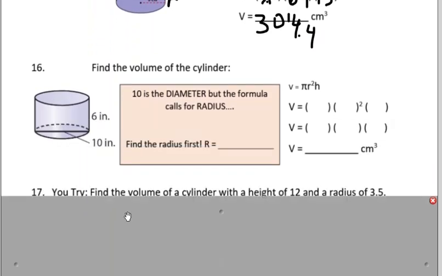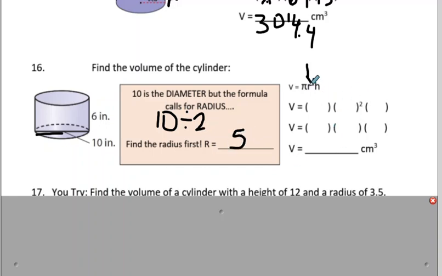Find the volume of the cylinder. I will start you off on this one, and I want you to finish it. If you look at the cylinder, they give you the diameter. It's going all the way across, but we just need to know halfway across. So if the diameter is 10, what is the radius? Because we need to find r for radius. Well, we're going to do 10 divided by 2. So my r would be 5.